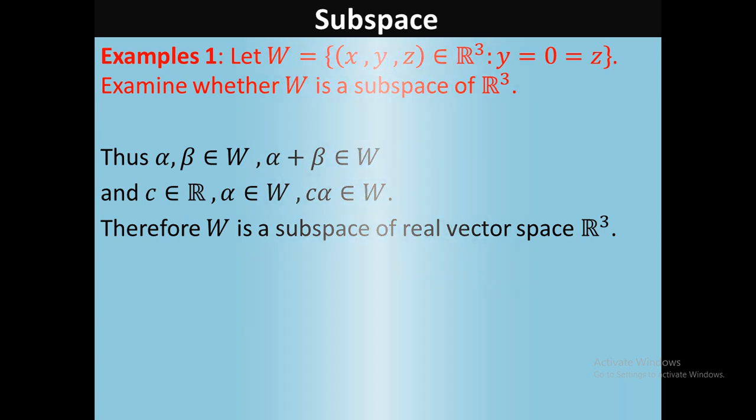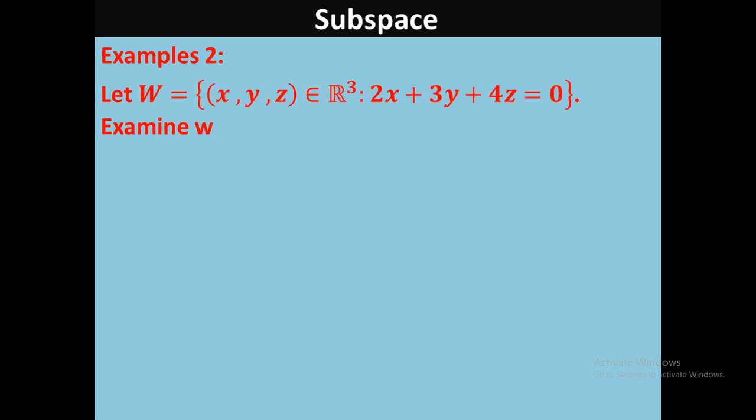Now I give another example. In example 2, let W equal to x, y, z such that 2x plus 3y plus 4z equal to 0. Examine whether W is a subspace of R3 or not. Here W is same as the previous problem, but the condition is different from the previous problem. In the previous problem, the condition was y equal to 0 and z equal to 0, but here the condition is 2x plus 3y plus 4z equal to 0, that is 2 into first component plus 3 into second component plus 4 into third component equal to 0.